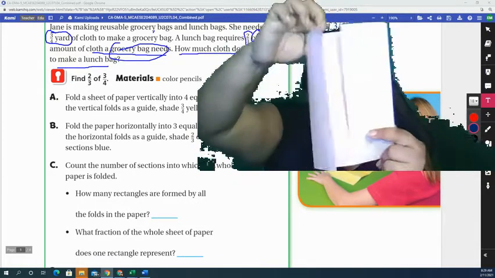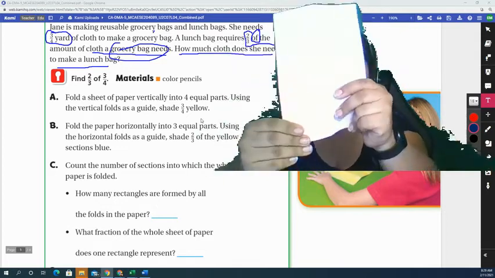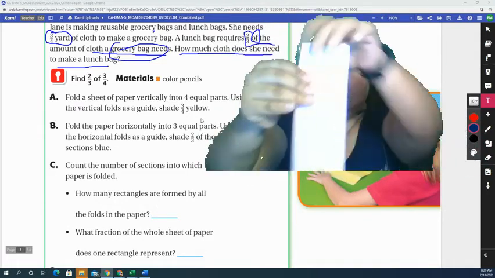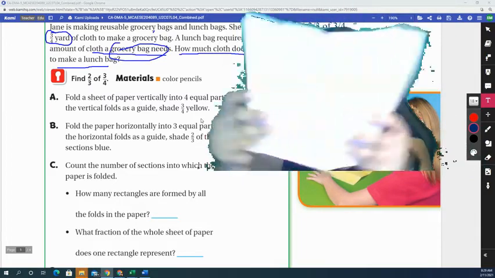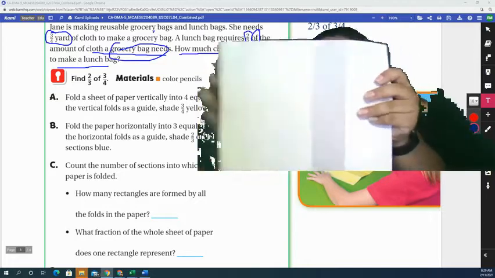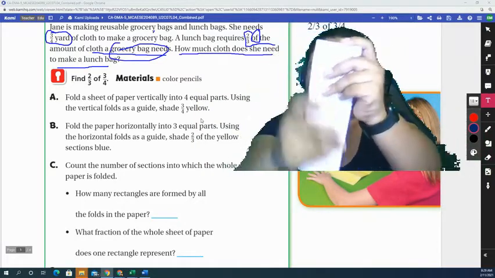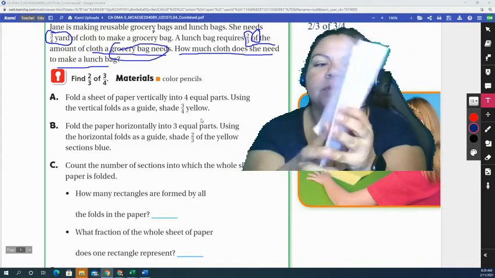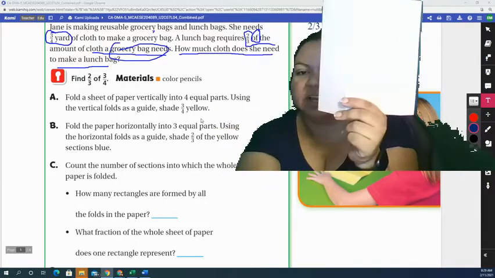Okay, again, what did I do? I folded first in half, okay? Or you can just fold it in half like that again. I don't know what I was thinking. Just fold it again in half. So just fold it in half twice, okay? Again, half, and half. And so when you open it, you should have 1, 2, 3, 4, 4 sections.